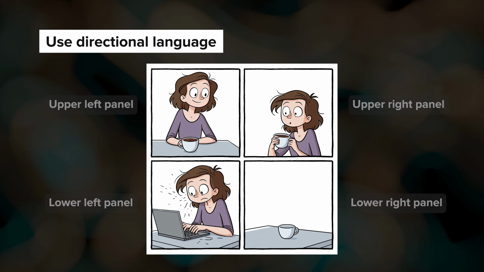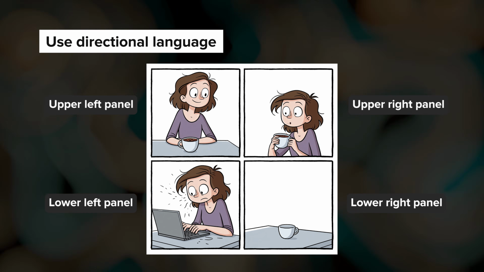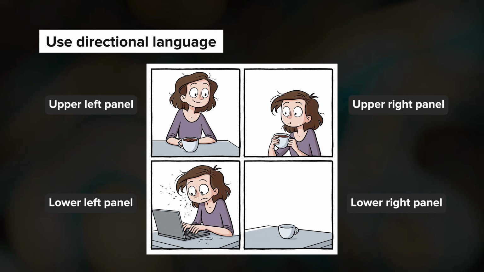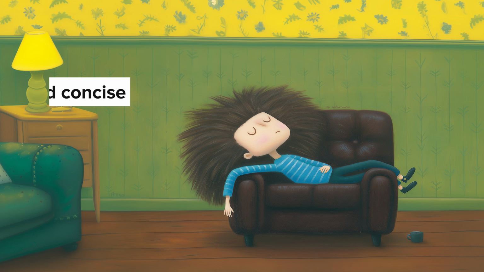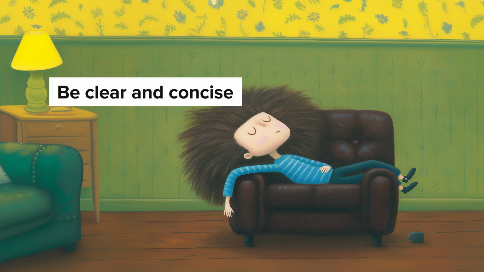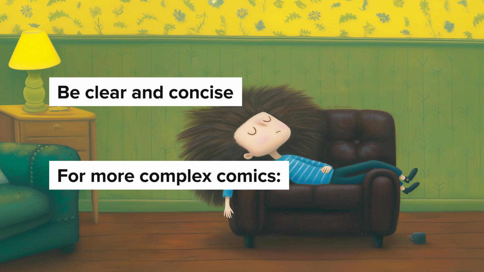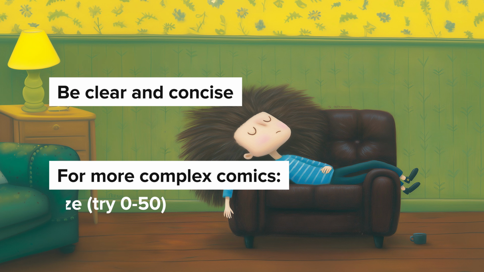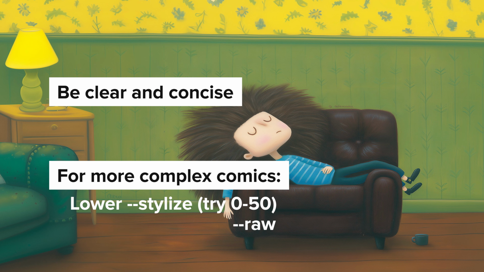First, use directional language for your panels instead of numbers. This is often easier for Midjourney to understand, especially if you have more than 3 panels, and it prevents Midjourney from putting numbers on each panel. Second, use clear and concise language to describe what's happening in each panel. And if you have a lot going on in the storyline or have several panels, you'll also want to consider lowering your stylized value and possibly adding --raw to help improve prompt adherence.